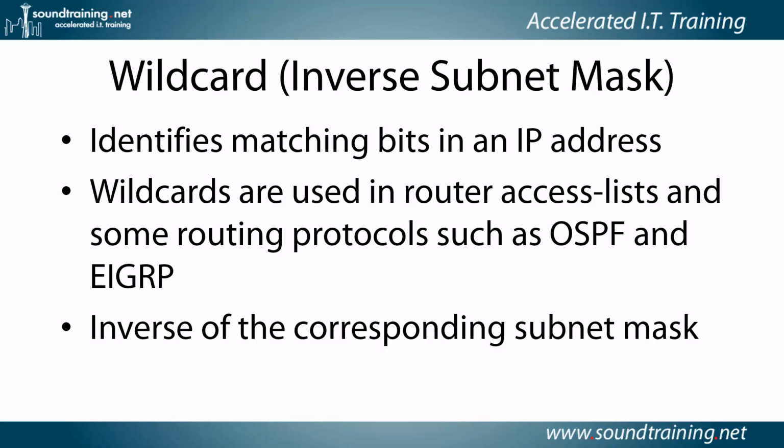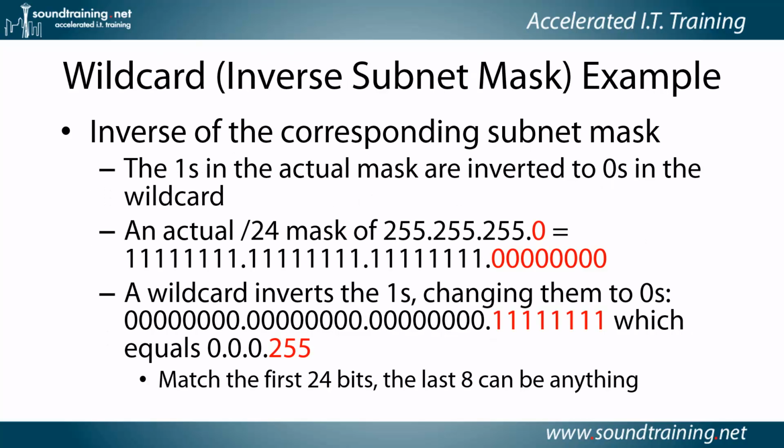Now let's talk a little bit more about the wildcard, or the inverse subnet mask. What it does is it identifies the matching bits in an IP address. So if we have, say, a /24, that means that we want to operate only on the first 24 bits of that address, and we don't care about the last 8. If we're dealing with a traditional Class C address, then we want to act on the first 24 bits. Wildcards are used in router access lists and some routing protocols, such as OSPF and EIGRP, and as I mentioned, it's simply an inverse of the corresponding subnet mask.